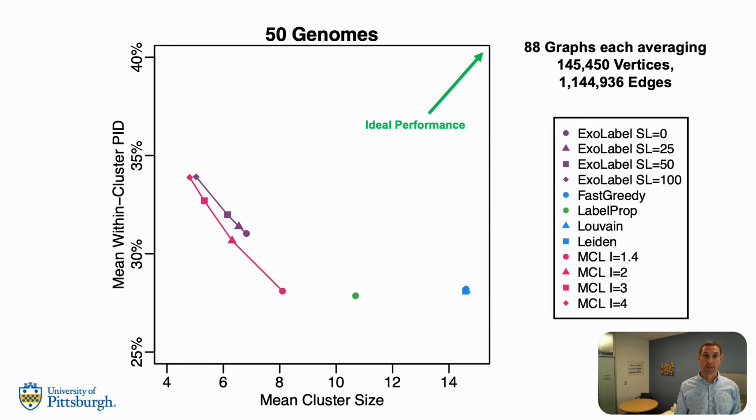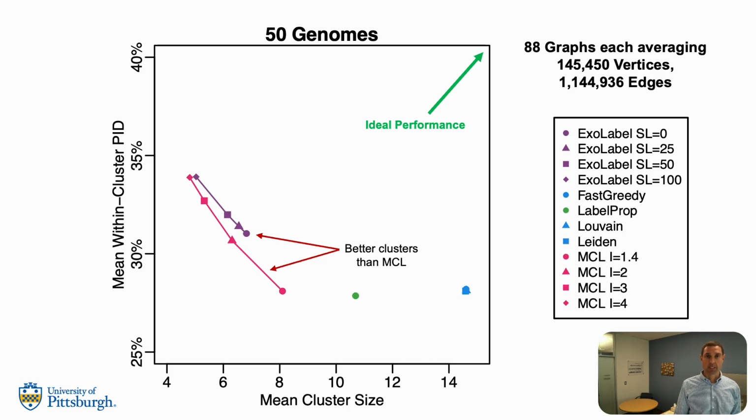Using sets of 50 real genomes, as shown here, we can look at mean within cluster PID versus mean cluster size. And what we would ideally want is for clusters to be large and contain very similar genes. So ideal performance is to the upper right on this plot. And what you can see is that ExoLabel produces clusters that are higher mean PID than that of MCL and are along the Pareto front, meaning that ExoLabel is one of the most competitive programs on real data.